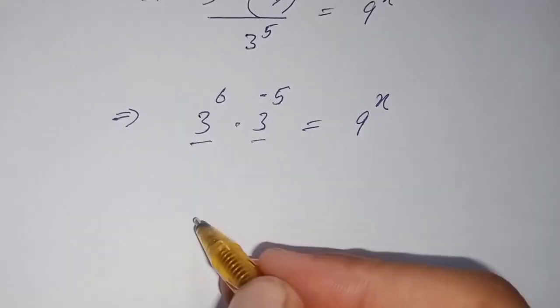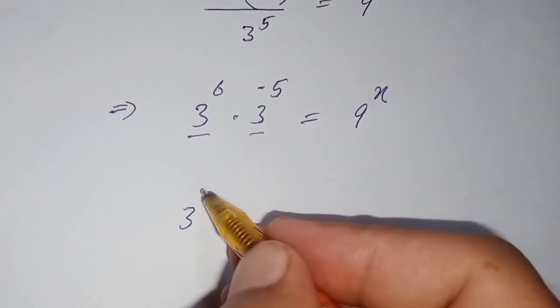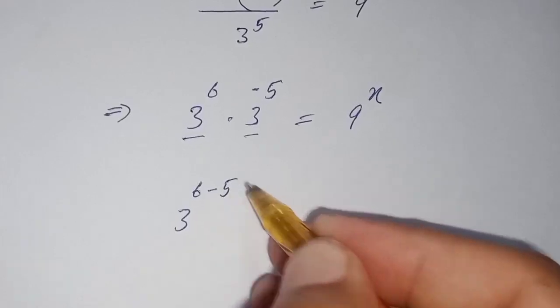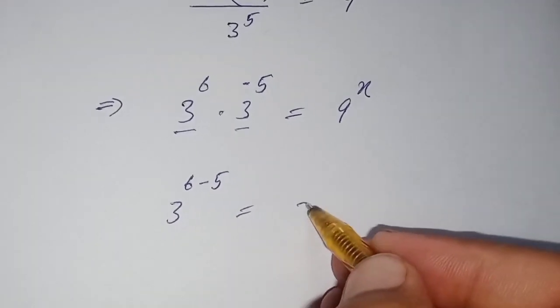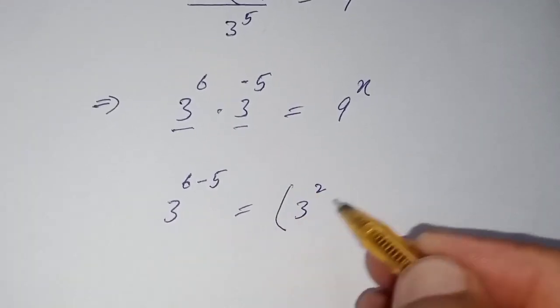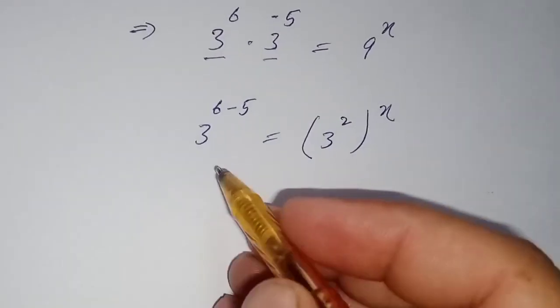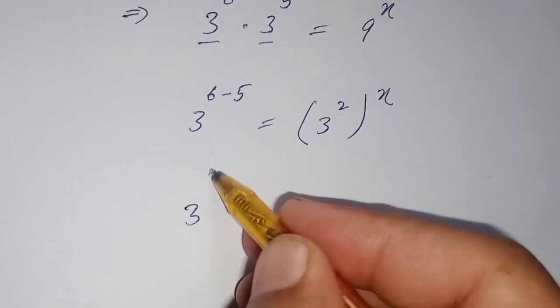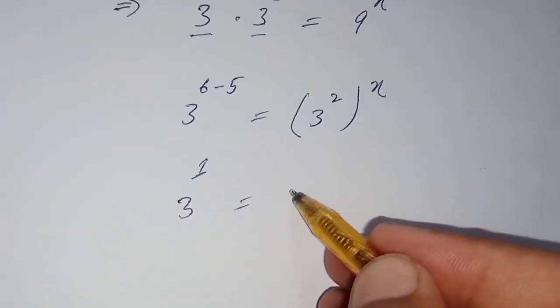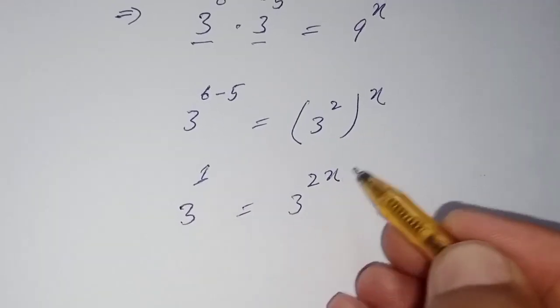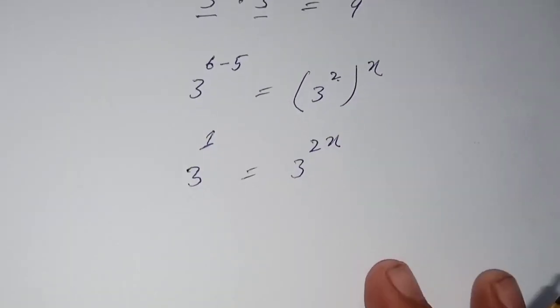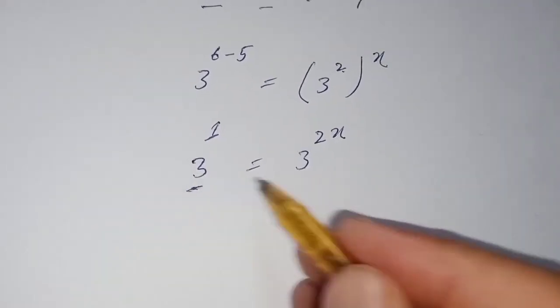goes to the numerator. Yeah, base is the same, so the powers are added to one another. 3^(6 minus 5) equals 9^x. We can write 9 as 3^2, whole to the power x. 6 minus 5 is 1, 3^1, and 3^(2x), because here the powers are multiplied.